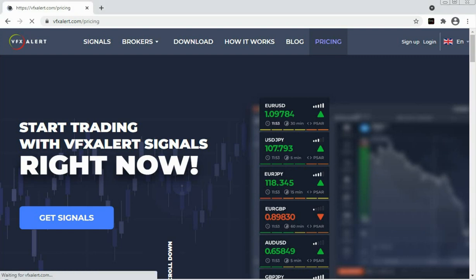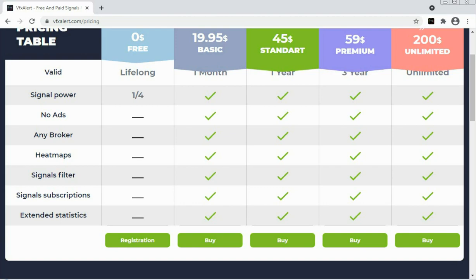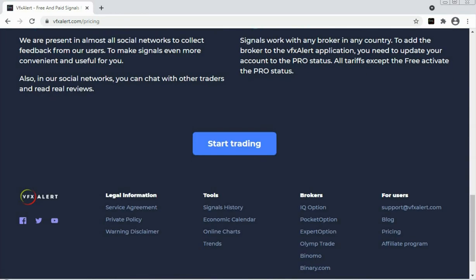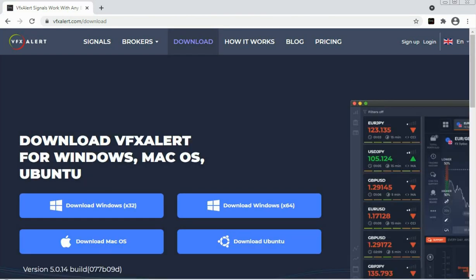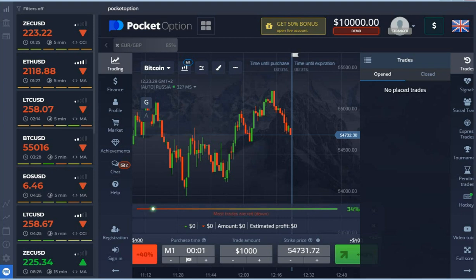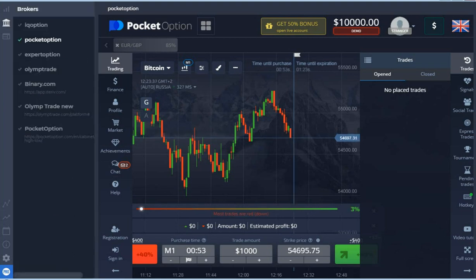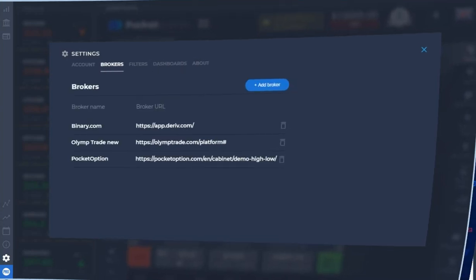To start trading on the vfxalert website, select the license that suits you, or free signals with limited functions available immediately after registration. Then download and install the program for your computer. You can trade on recommended brokers or add your own in the program settings. Let's move on to strategy and signals.